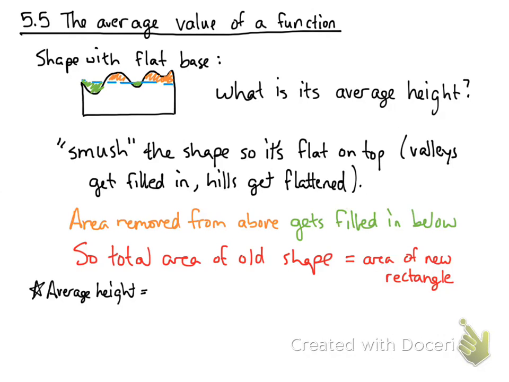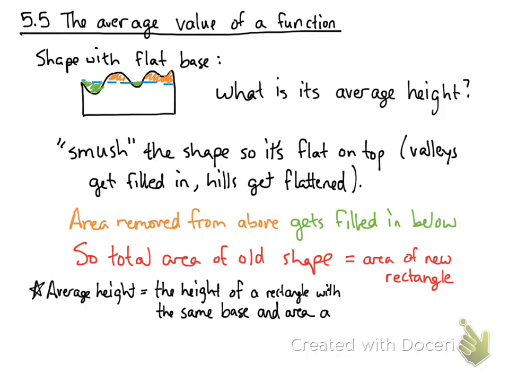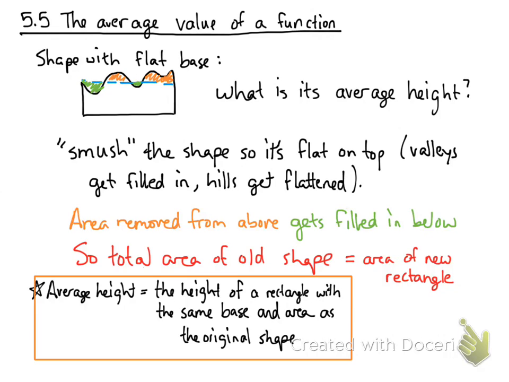That gives us a way of thinking about the average height of a shape like this. The average height of a shape like this is the height of the rectangle that you would make if you made a rectangle with the same base as the old shape and the same area as the original shape. Okay, so if you flatten it out, what's the height of that new rectangle? That's the average height of the shape.